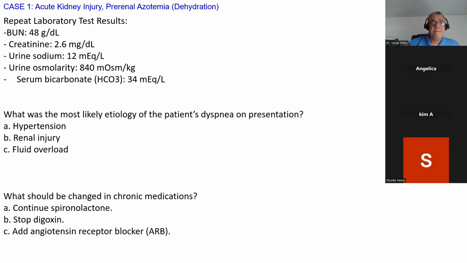Questions here. The most likely etiology of the patient's dyspnea, because this patient presented with dyspnea when the patient came to the ER. So what could be the etiology or cause for this patient presenting to the ER with dyspnea?